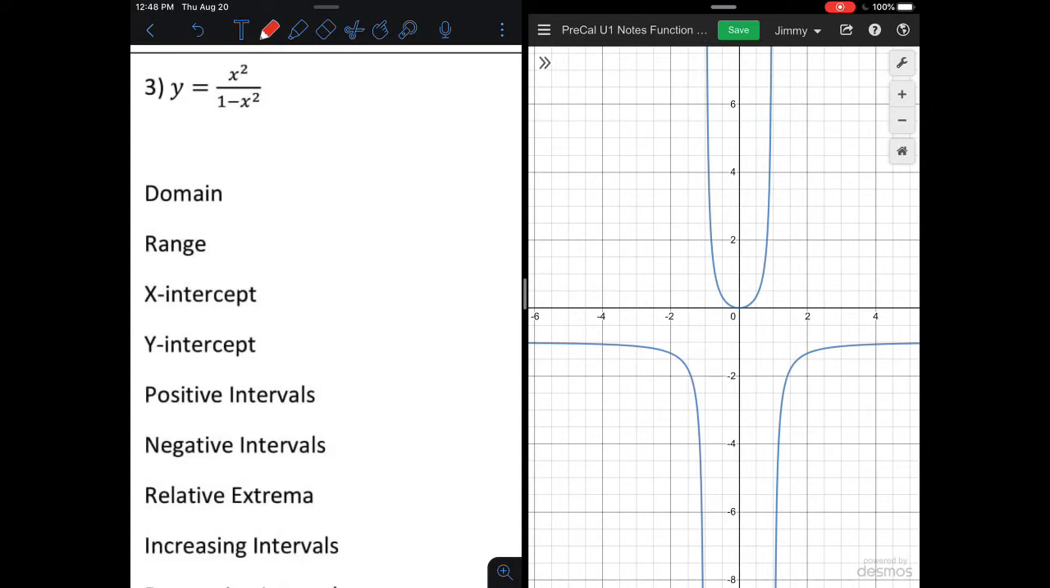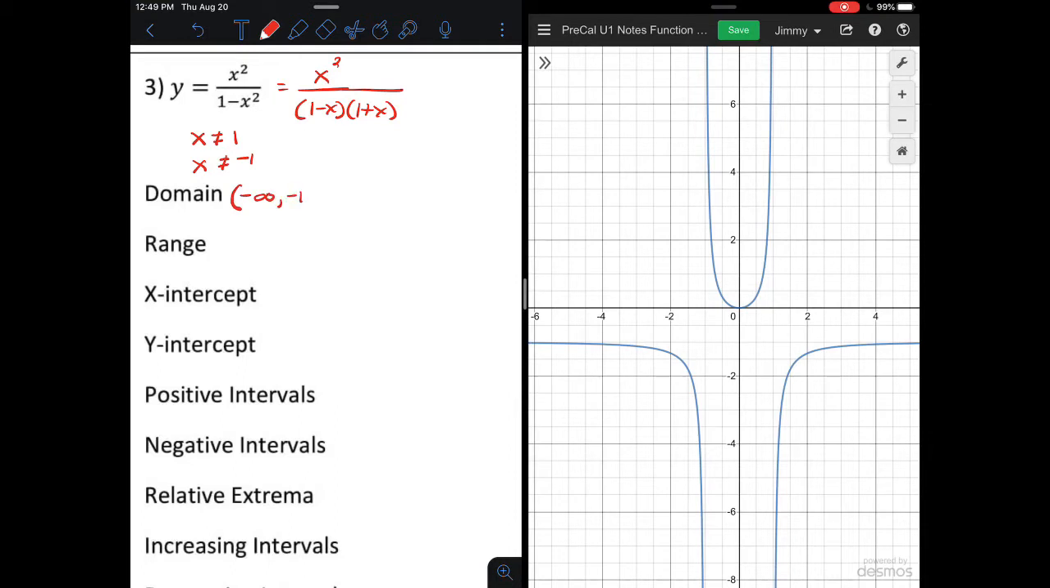A way we could tell is actually much quicker: if you have a rational function, factor the denominator. Once you have the denominator factored, any value of x that makes the denominator 0 has to be excluded because division by 0 is undefined. So looking at that, we know that x cannot equal 1 and x cannot equal -1. And graphically, that's where the breaks are. So our domain would be the set of all real numbers excluding those values.